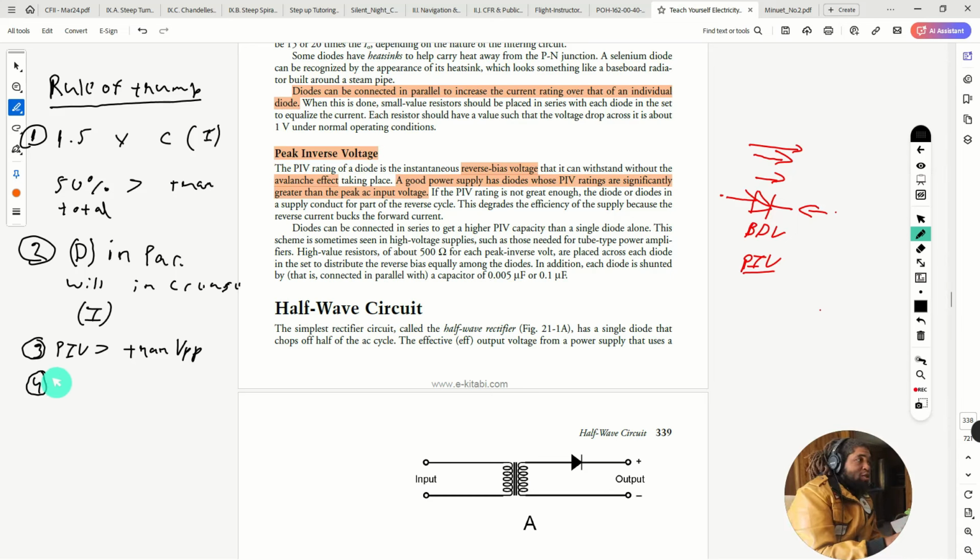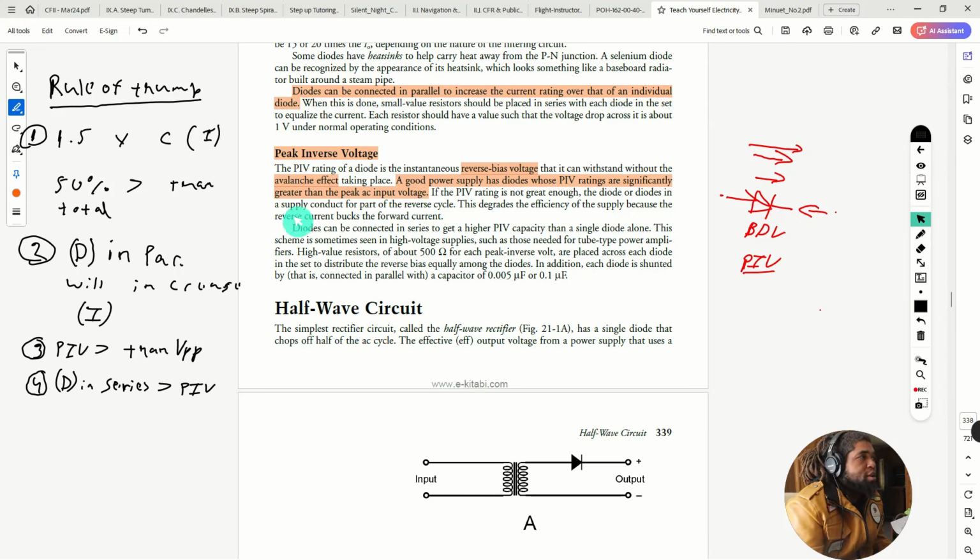But he's saying here also that diodes in series will give you a greater peak inverse voltage. So that's another point to consider.